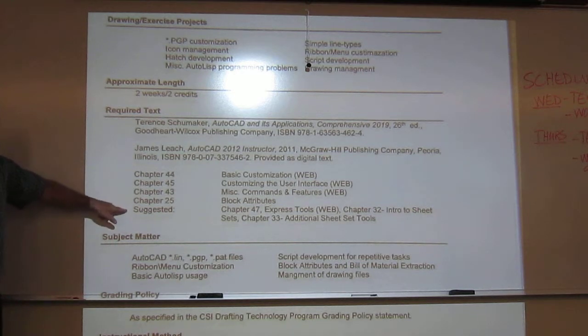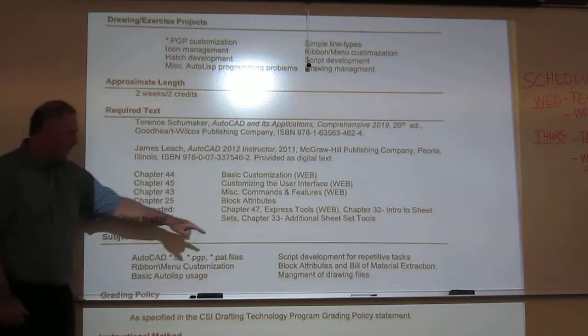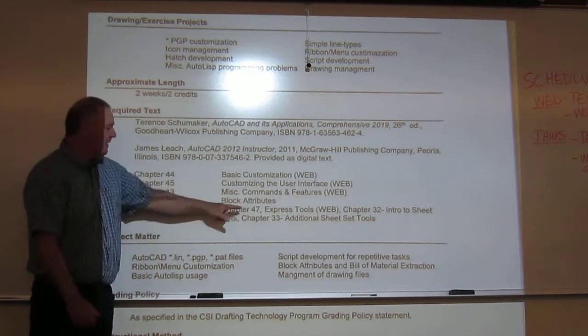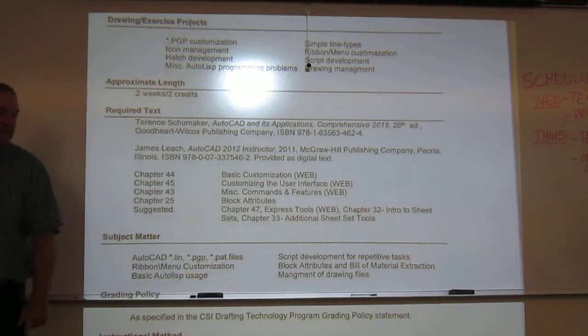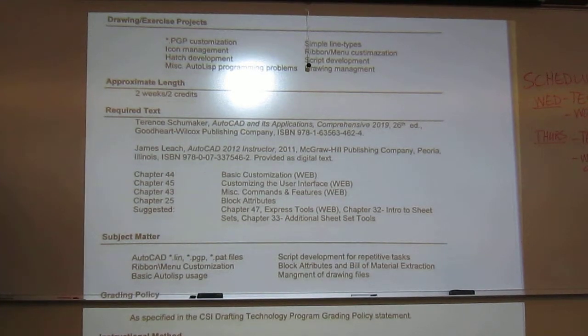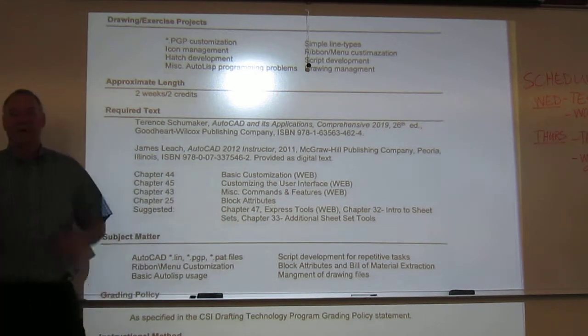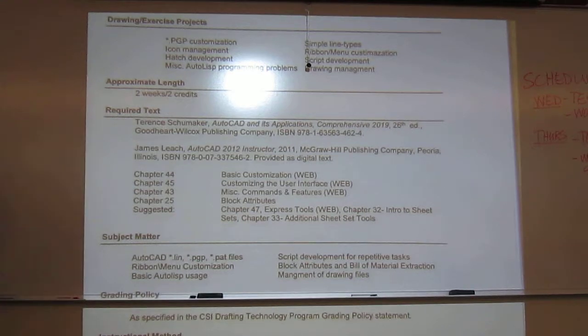I do have some suggested chapters at the bottom. Chapter 47, which is your web one, Express Tools. If you haven't ever messed with your Express Tools ribbon in AutoCAD, that's what that's about. There's some really handy tricks in there. And then, time permitting, we're going to get into sheet sets, which is back in your AutoCAD book. This is really how we automate the printing process. I'm not sure we'll get into that. We may or may not. Any questions so far?